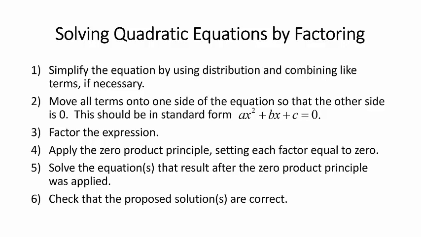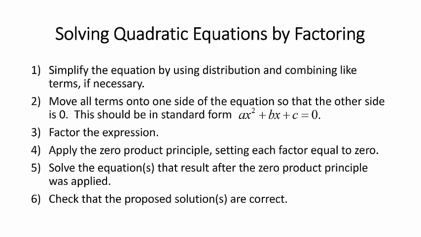So first of all, simplify the equation by using distribution and combining like terms if necessary, if you've got parentheses or whatever you've got going on, and then move all the terms onto one side of the equation so that the other side is 0. And so it should look like the standard form, ax squared plus bx plus c equals 0. And from there, factor the quadratic expression, the ax squared plus bx plus c, okay?